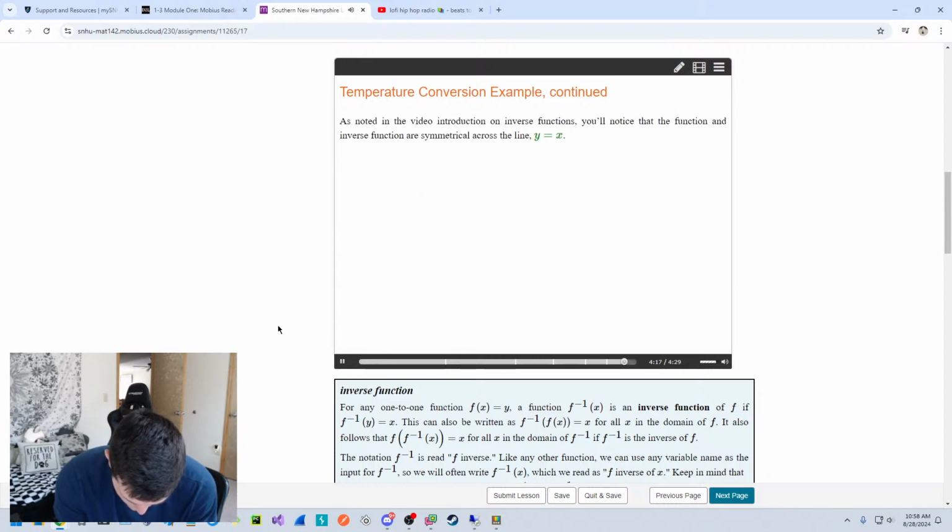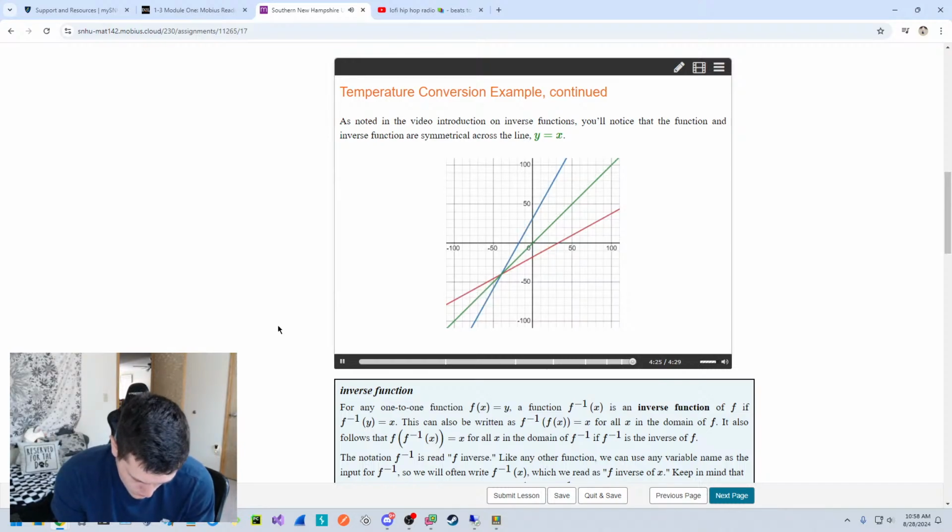As noted in the video introduction on inverse functions, you'll notice that the function and the inverse function are symmetrical across the line y equals x, which is denoted in green below.